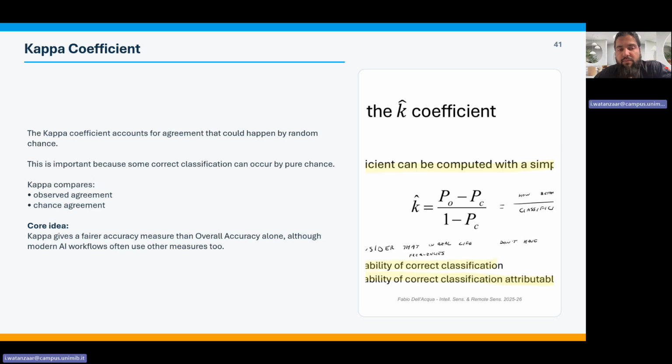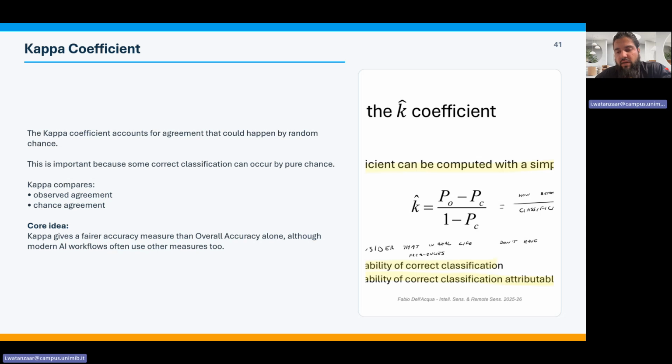So kappa compares the observed agreement with the chance agreement. They take into account these two things: what is observed and what are the chances of that. Let's suppose from the data we observe this, from the pre-defined classes or data set for the assessment, and this is the chance agreement. Then we compare both and find the kappa coefficient. So kappa gives a fairer accuracy measure than the overall accuracy.